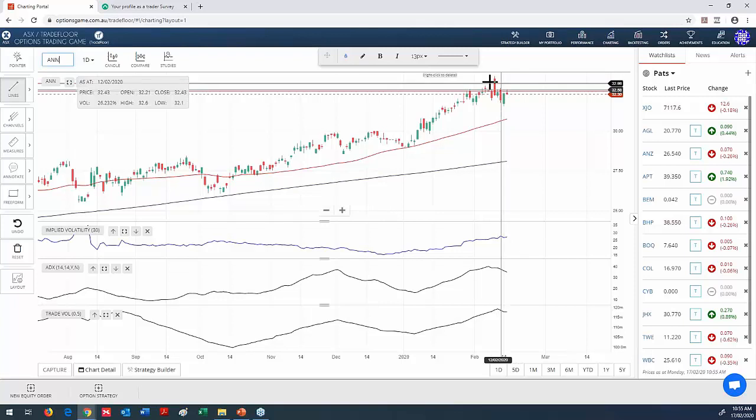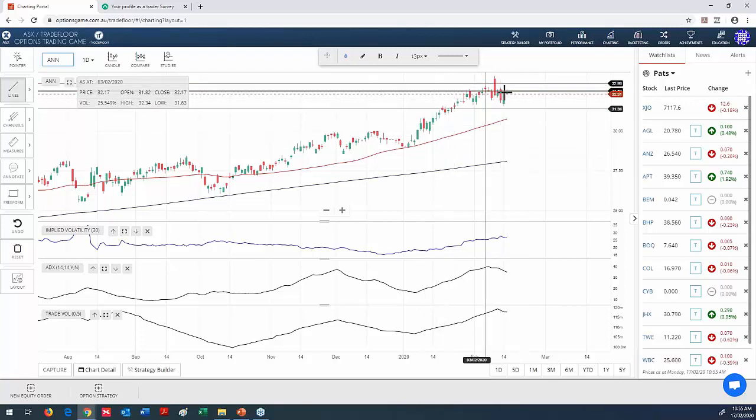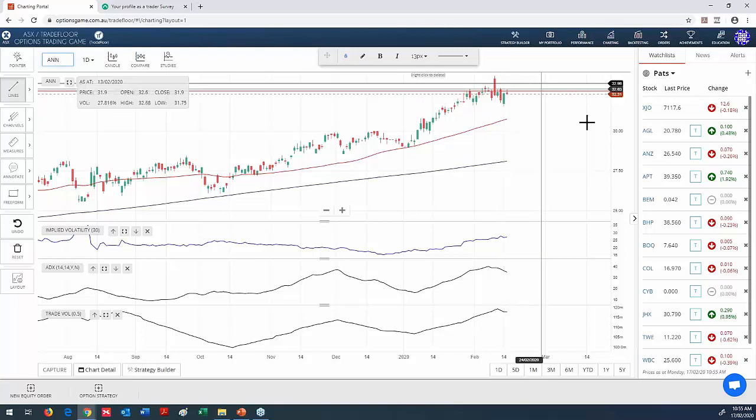And it's probably not going to be flagged again until it goes above this big red candle from the 11th of February. However, does it mean that the upward trajectory is going to stop? It could still continue. It looks like it's just got a bit of resistance around this 32.50 and 33 level.